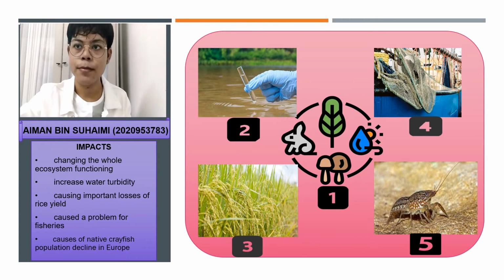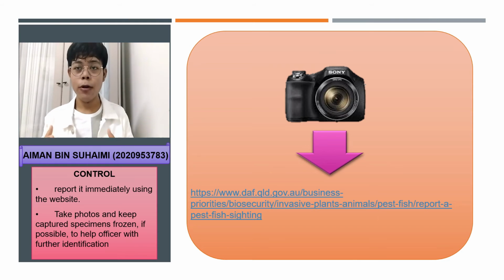And the last point is the native crayfish population decline, especially in European countries. This event keeps on happening, and what we should do to stop it from continuing is report it immediately using the website below by taking photos and capturing the specimen frozen. People can also give further information to the officer to make sure that they can do the identification smoothly.